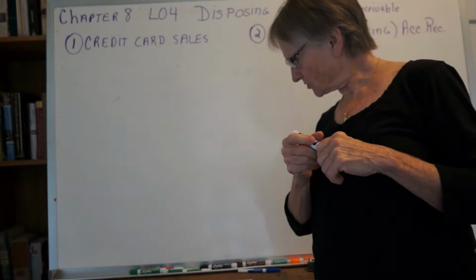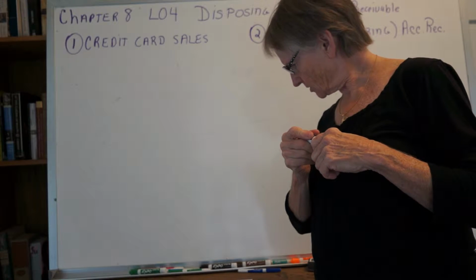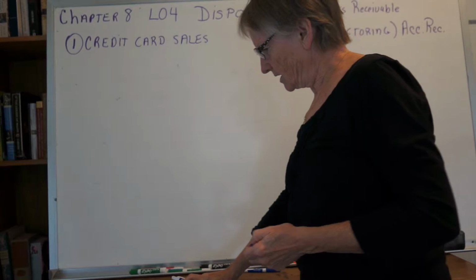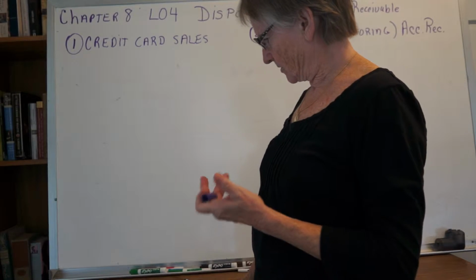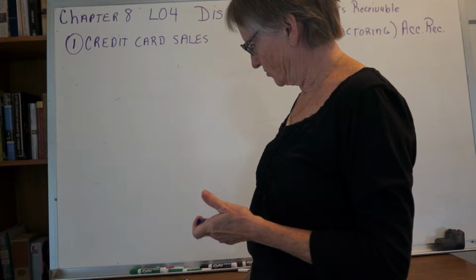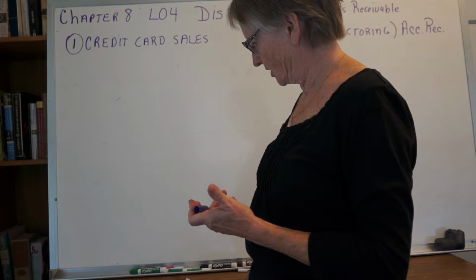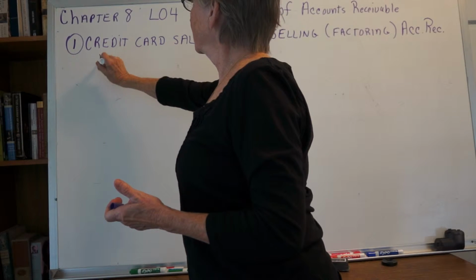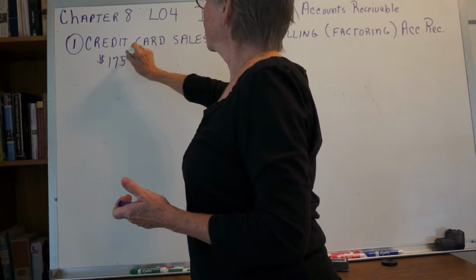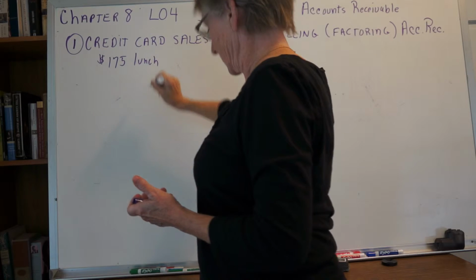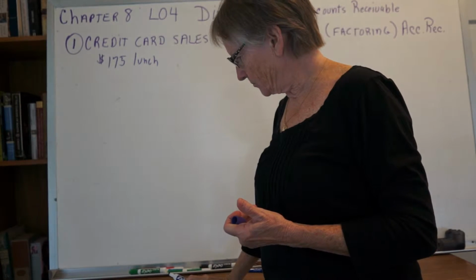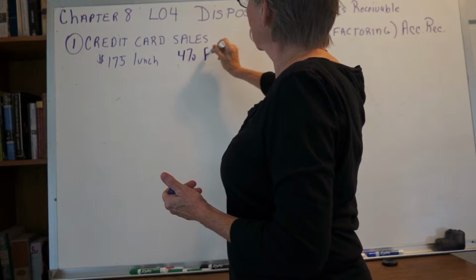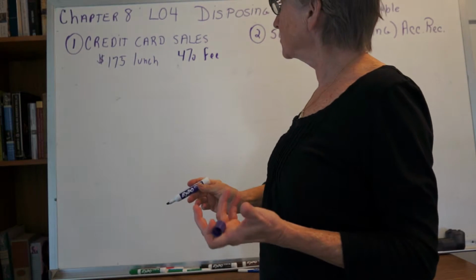I'm using brief exercise 8.8 to work through this. And so we have Tony's Restaurant accepting a Visa card of $175 for a lunch bill. Okay, so we've got the $175 lunch, and it says there's a 4% credit card fee, so a 4% fee. So how do we enter this?